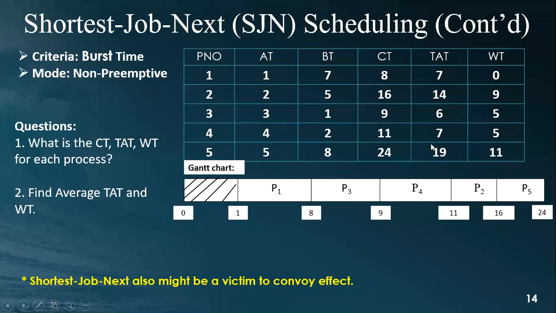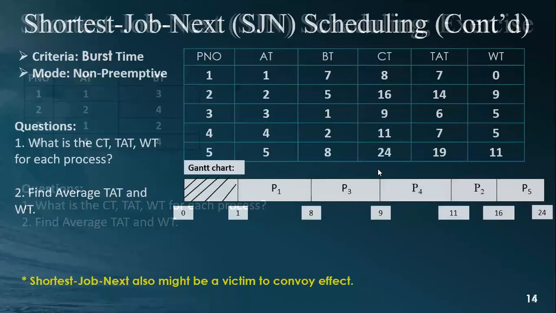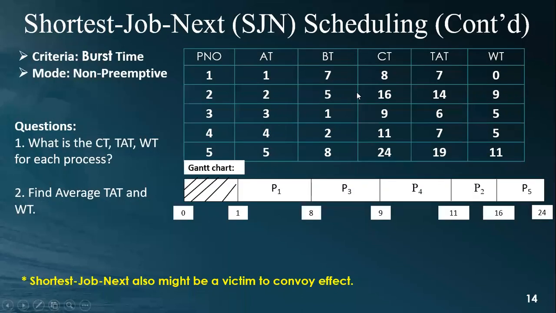Now one thing that you actually have to notice here, that when we calculate the average waiting time and the average turnaround time, you see that this shortest job next technique is actually the best possible in the non-preemptive process. Again, non-preemptive means that once the CPU is allocated, it will not be taken back. So in the non-preemptive scheduling, this shortest job next is the best one.